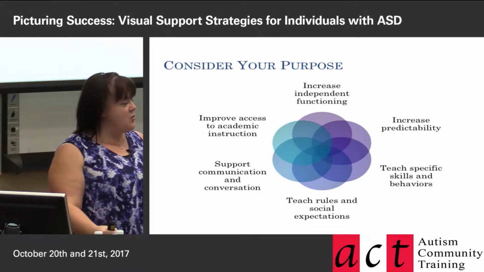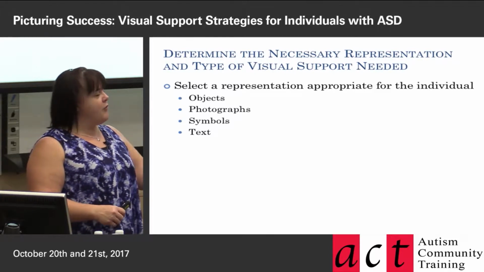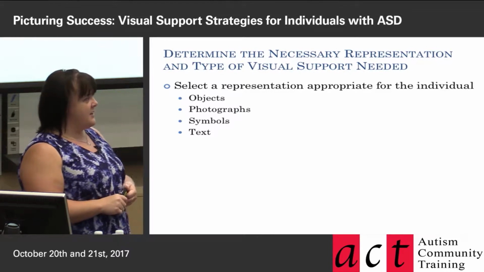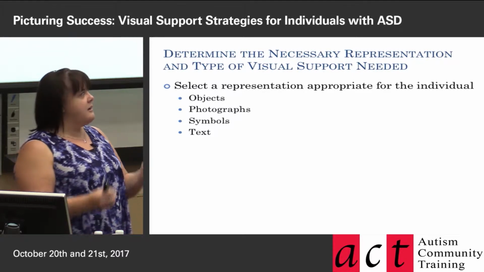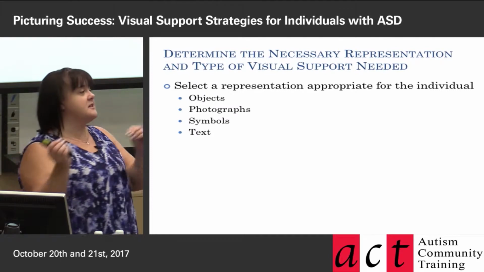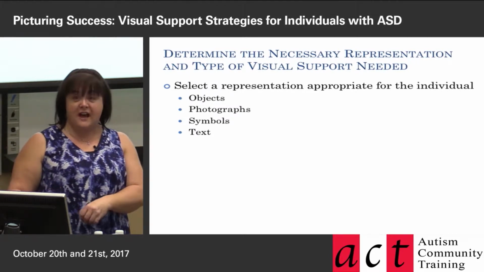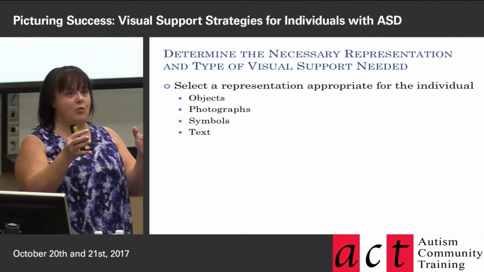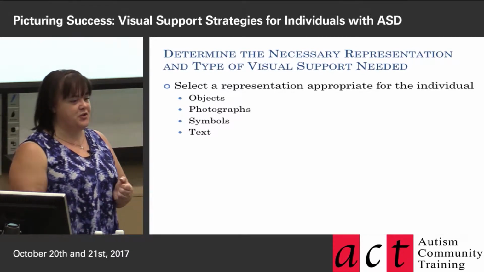So decide what it is you want to accomplish, and then think about, okay, for this target student, what kind of representation is appropriate? Remember, we talked about symbol assessment yesterday morning. You need to know, is a graphic symbol appropriate? Is a photograph better? Is this a student who needs an object cue? Can this student read? Could we use text? So you need to have a purpose and then think about what kind of representation will I use? What's best for this student?